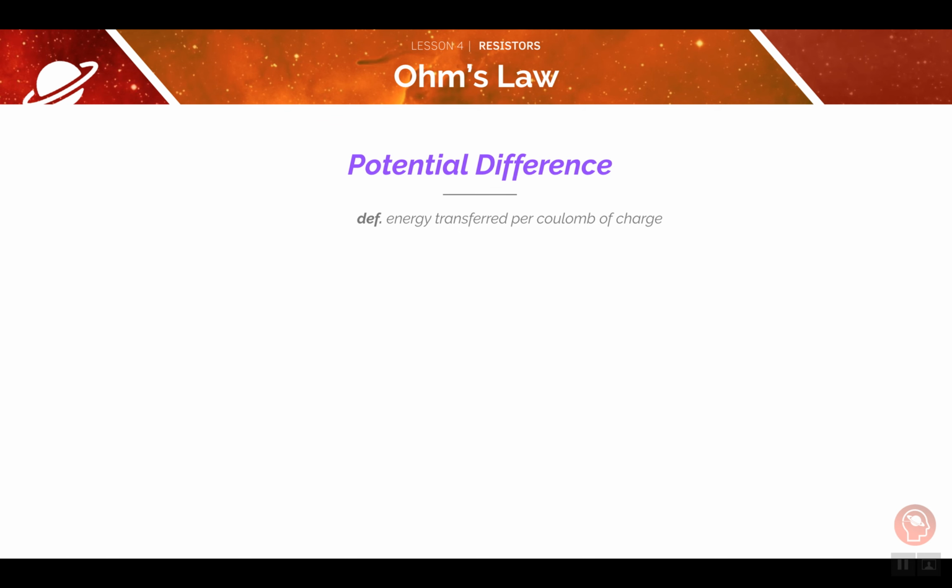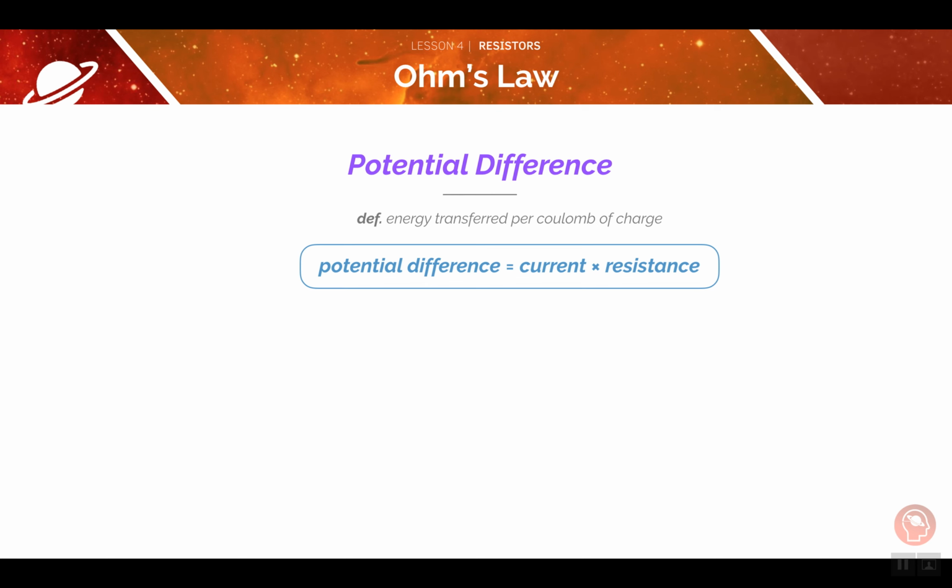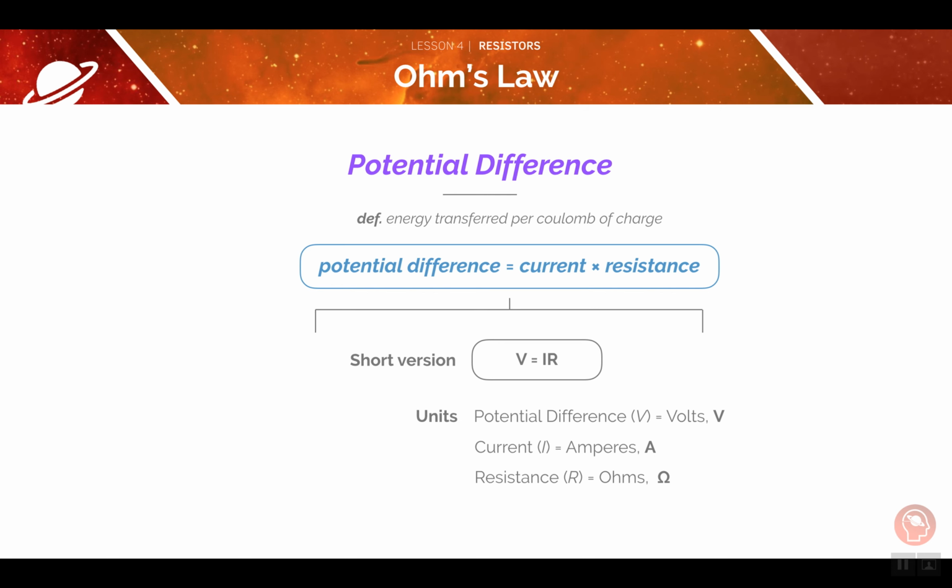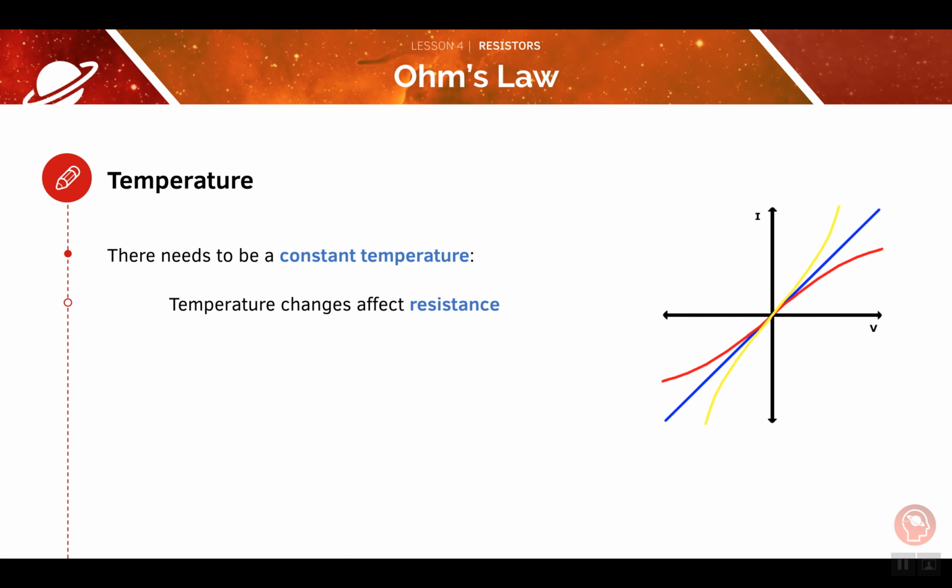We can measure current using the following equation. Potential difference is equal to the current multiplied by the resistance. Here is the short form of the equation that is acceptable to use in AQA exams. Here are the units for this equation. They should all be pretty familiar to you. For Ohm's law to hold true, there needs to be a constant temperature, because changes in temperature can lead to changes in the resistance. This would mean that we would no longer have a constant resistance.